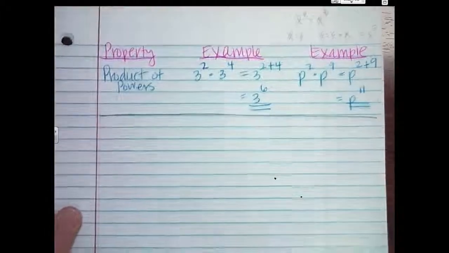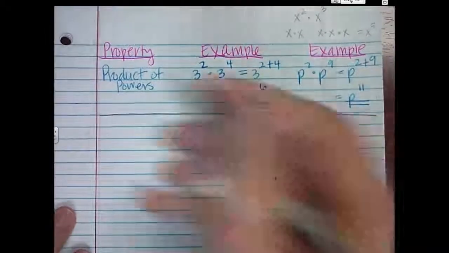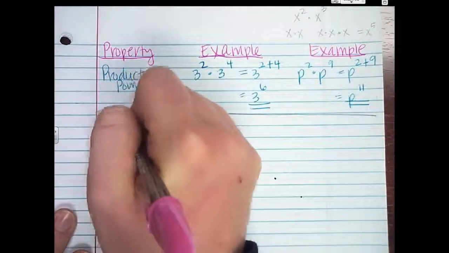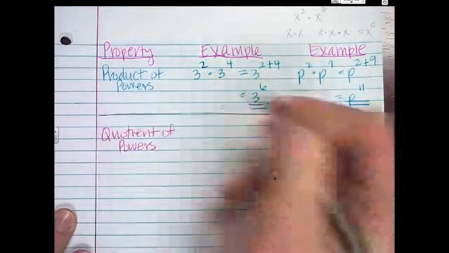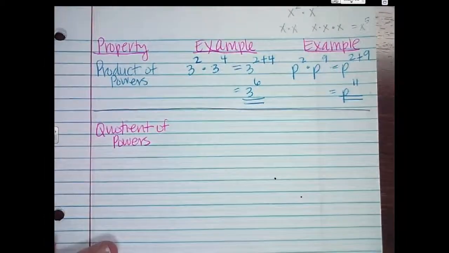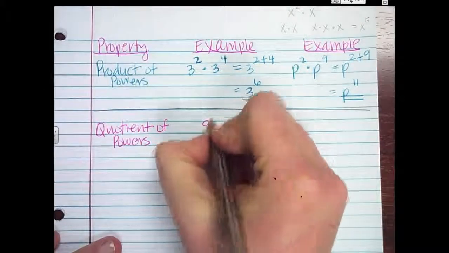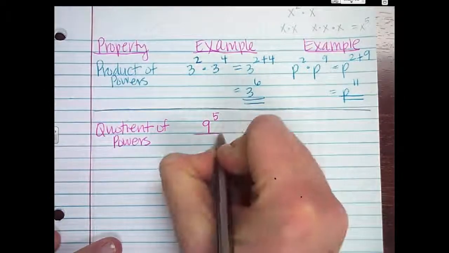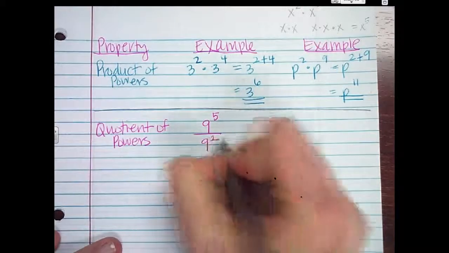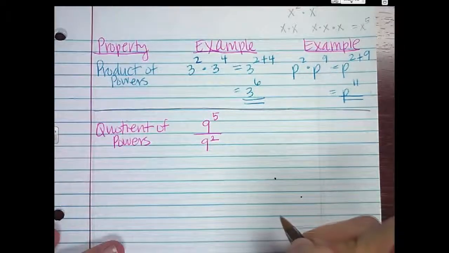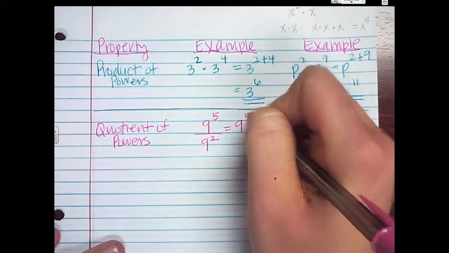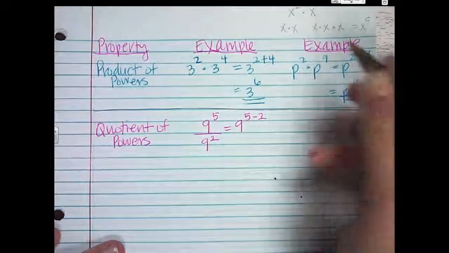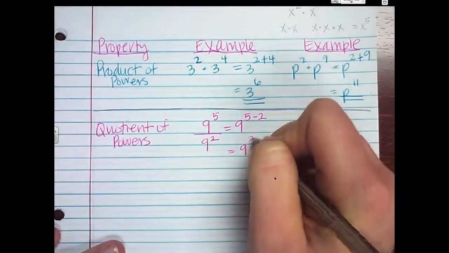Okay, let's look at the second one. Let's look at quotient of powers. Quotient of powers. So if I have 9 to the 5th divided by 9 to the 2nd. If I'm dividing here, I'm going to subtract. So this becomes 5 minus 2, which would equal 9 to the 3rd.